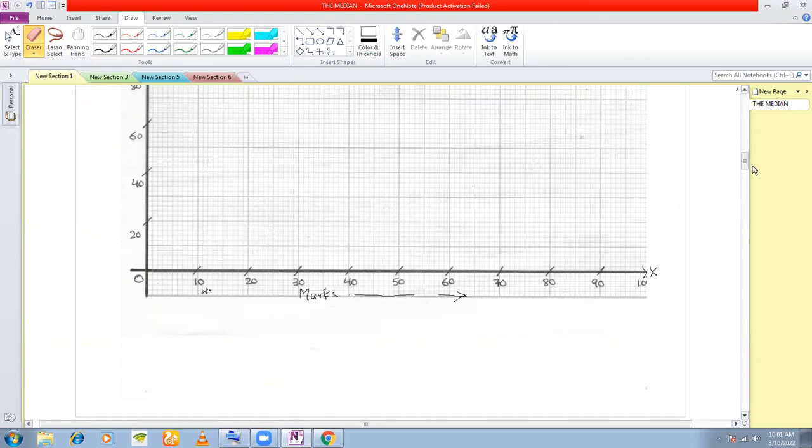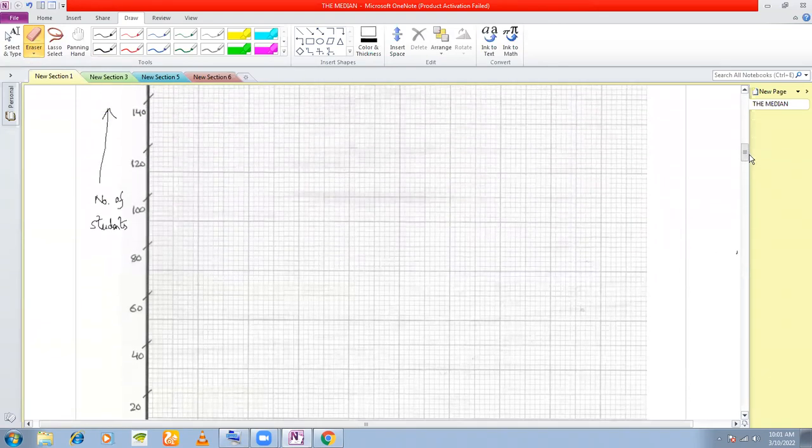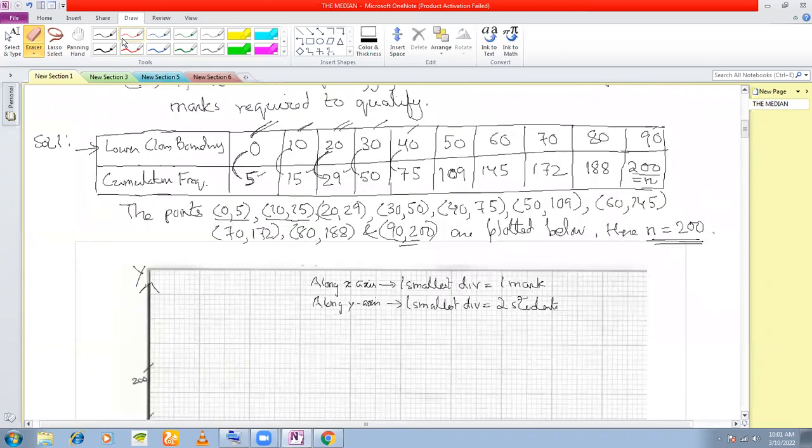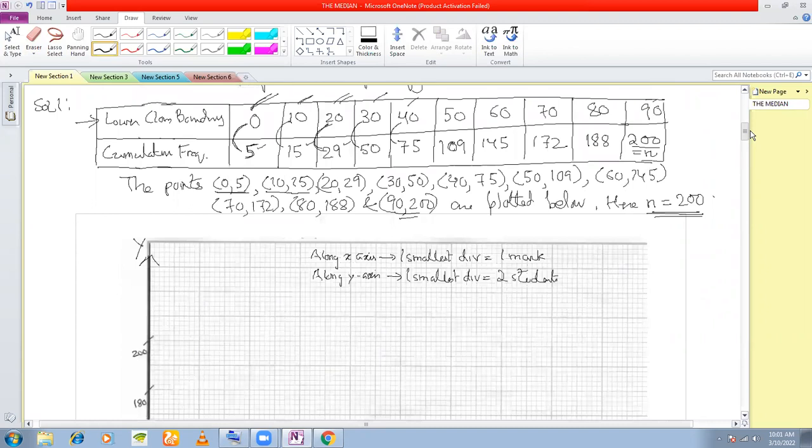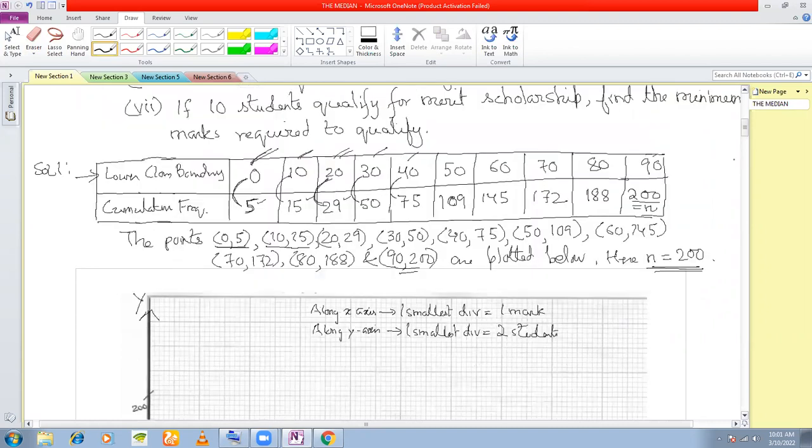Now, once we have decided on the scale, we have labeled the x-axis and the y-axis. Now we are going to plot the points. If you see, the first point here is 0, 5. So our first point here, we are going to plot 0 and 5. This is a small mistake that I have made in the cumulative frequencies, which is the first cumulative frequency will be for 0, we'll have a 0, not 5. So we're going to rewrite this once again.